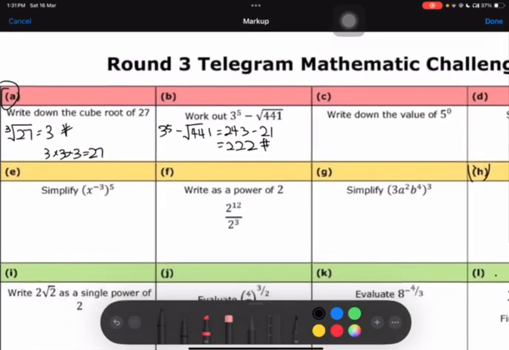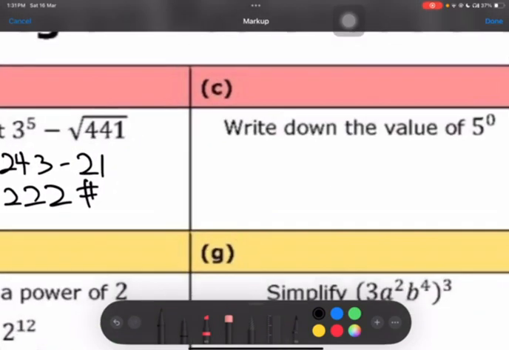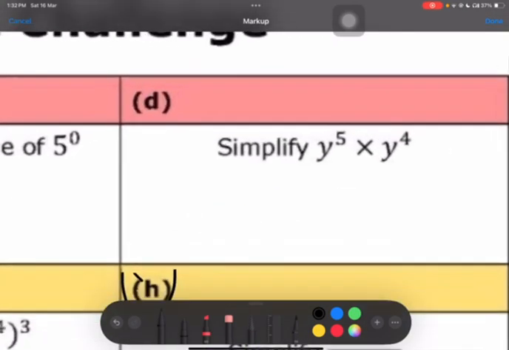Now for question C, write down the value of 5 to the power of 0. 5 to the power of 0 equals 1, and any other number to the power of 0 will equal 1 too. Now for question D, simplify y to the power of 5 times y to the power of 4.